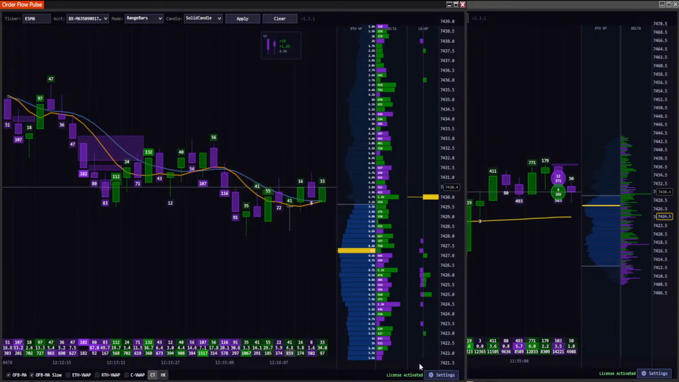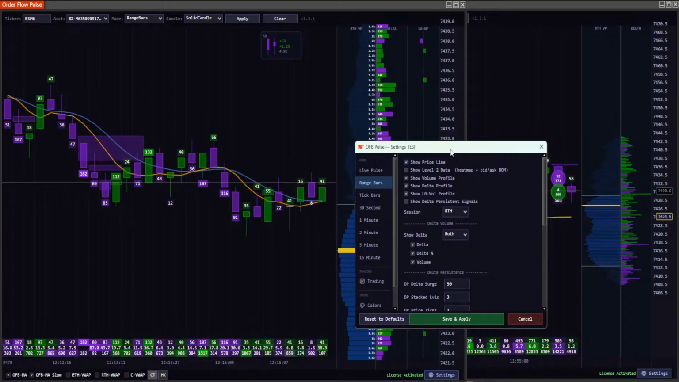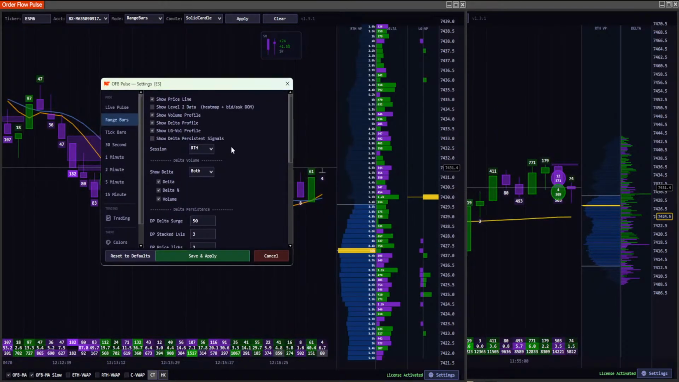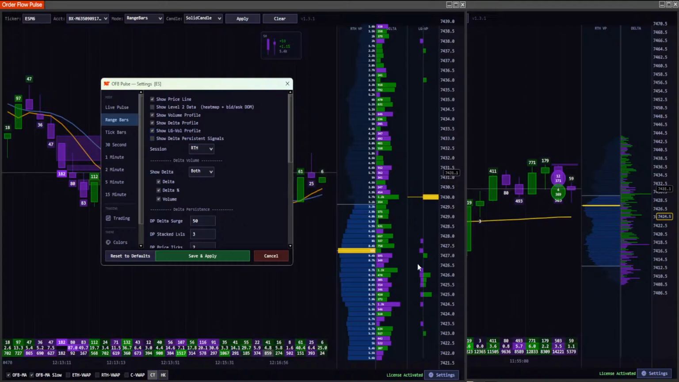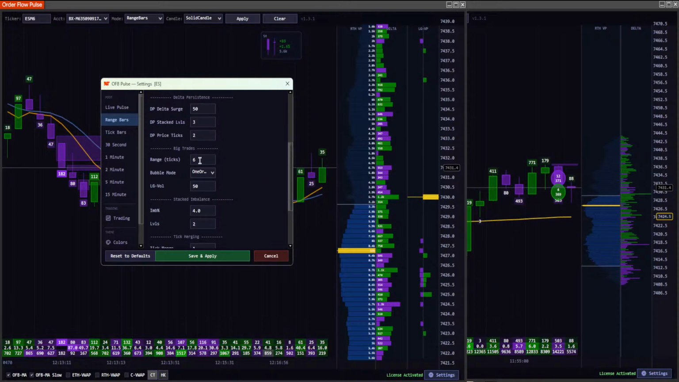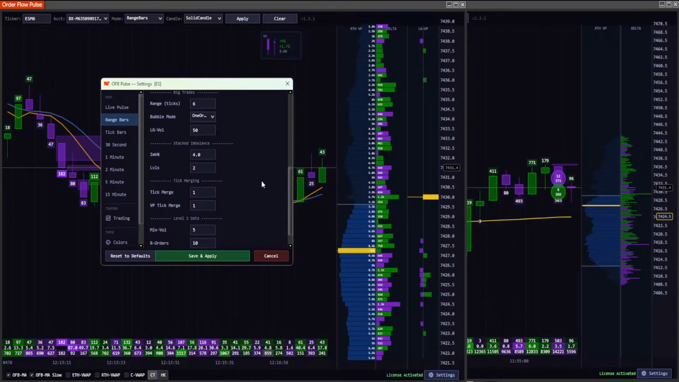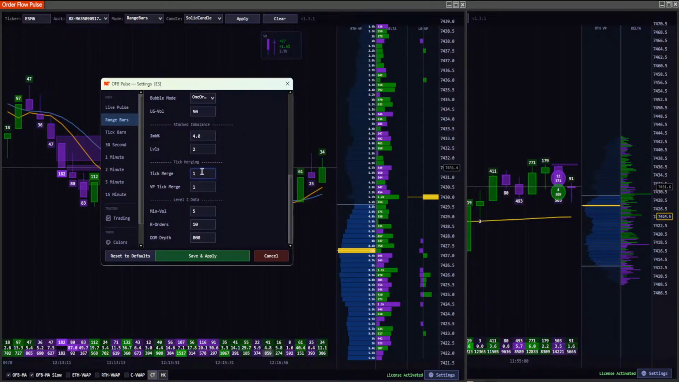I will admit, if you're a new trader coming into a settings window like this: show price line, show level 2, show volume profile, delta profile, large volume profile. Only my platform has that large volume profile. This just shows you where the large trades are. Show delta persistent signals. Most people don't even know what that is. I got the video that explains all that. Big trades are pretty self-explanatory. Stacked imbalances, tick merging. Some people don't know what tick merging is.